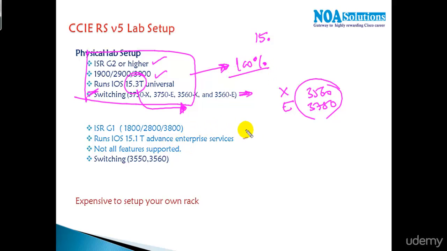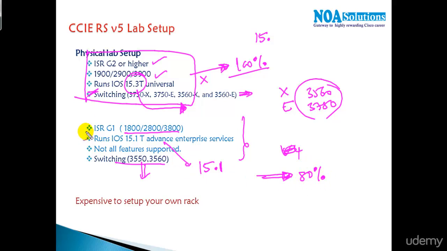But let's say you're already preparing for version 4, or you have your own rack, probably not this one. You can still use the G1 routers, ISR G1 series routers, your 1800, 2800 and 3800 series, which do support your 15 IOS versions. You can implement and test most of the things by using some 3550, 3560 switches. Not 100% of the features can be tested, but more than 80% of the things still work on these platforms. Again, it's really inexpensive to set up your own rack.